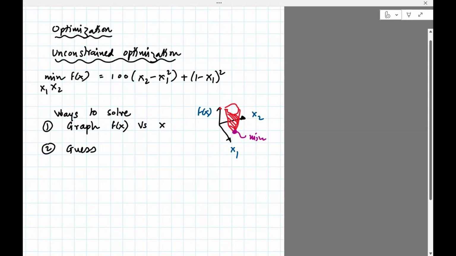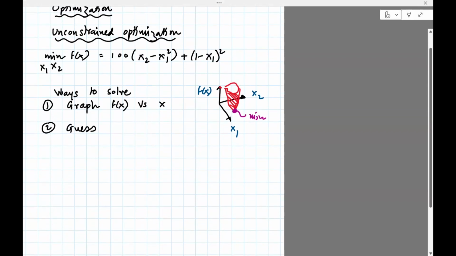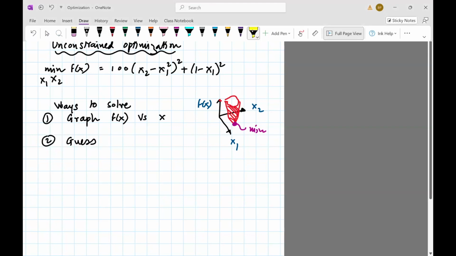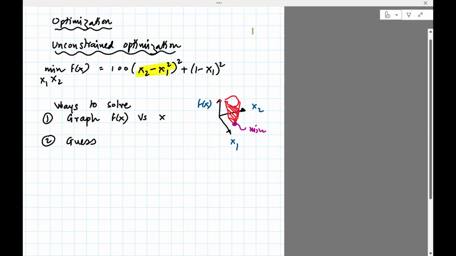So the second way is just guess, right? You can guess. Works sometimes, actually works pretty well. So in this case, it actually works. What you see over here, actually I forgot to add a square here. There's a square here. What you see in the cost function is that there are two terms which are squared. And you know, when there is a sum of squares, that function f of x can never be less than 0 because it's a sum of squares. So the minimum it can achieve is 0.